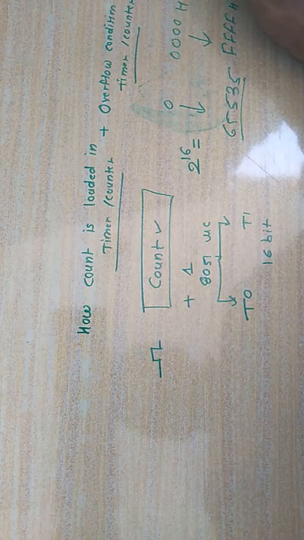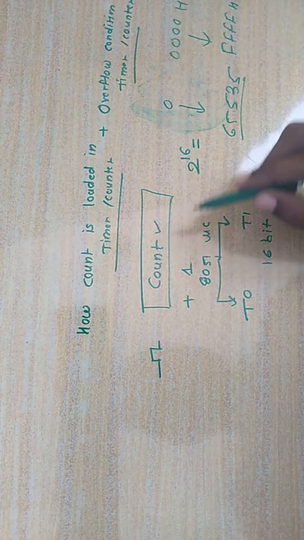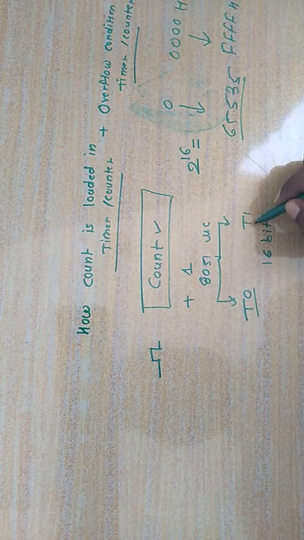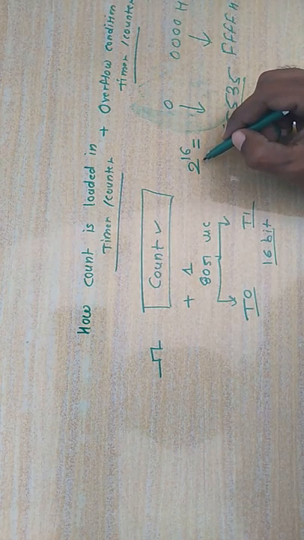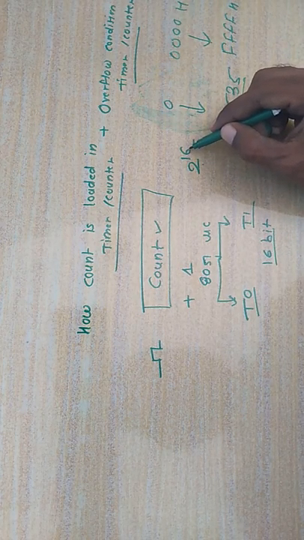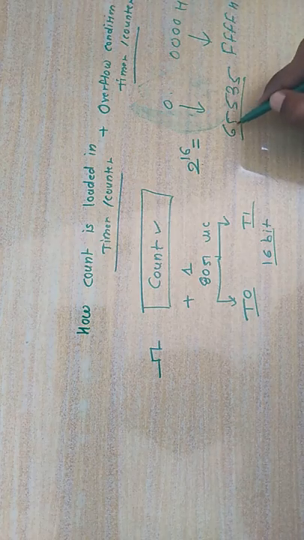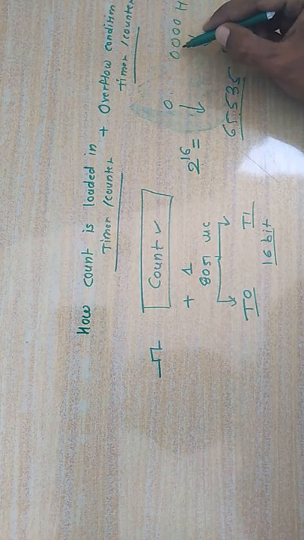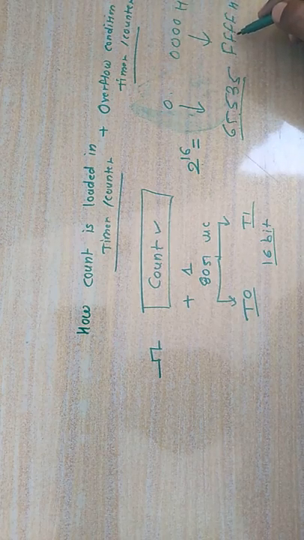So the 8051 microcontroller has two timers, timer 0 and timer 1. Both timers are 16 bit. So the range of counting is 2 raised to the power 16, that is from 0 to 65535. In hexadecimal format, from 0000H to FFFFH.